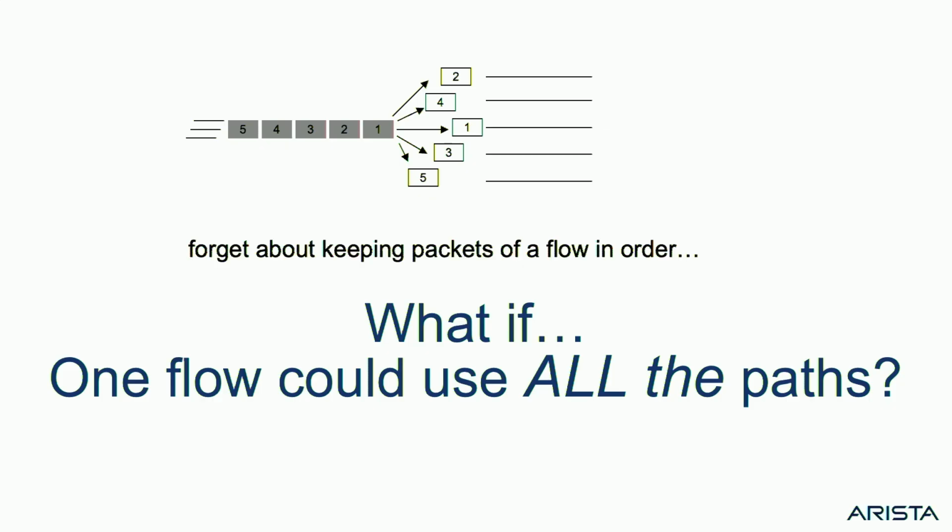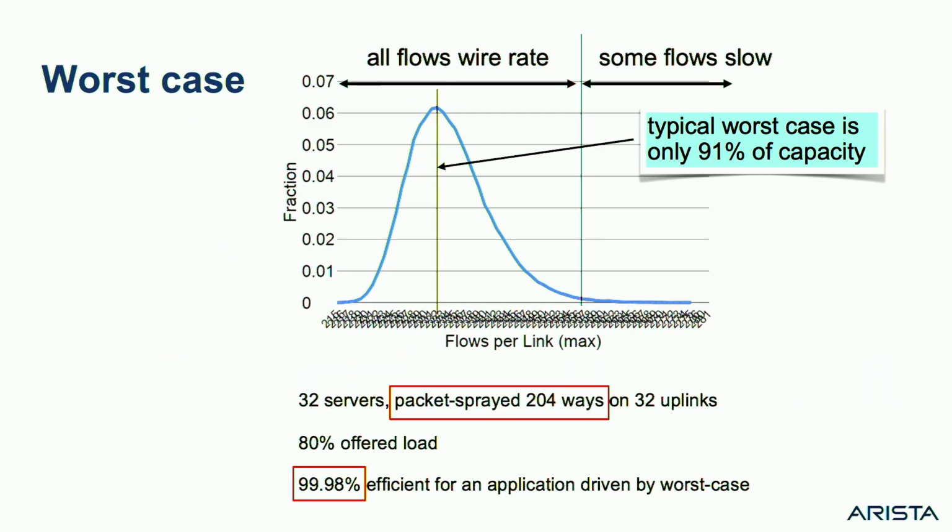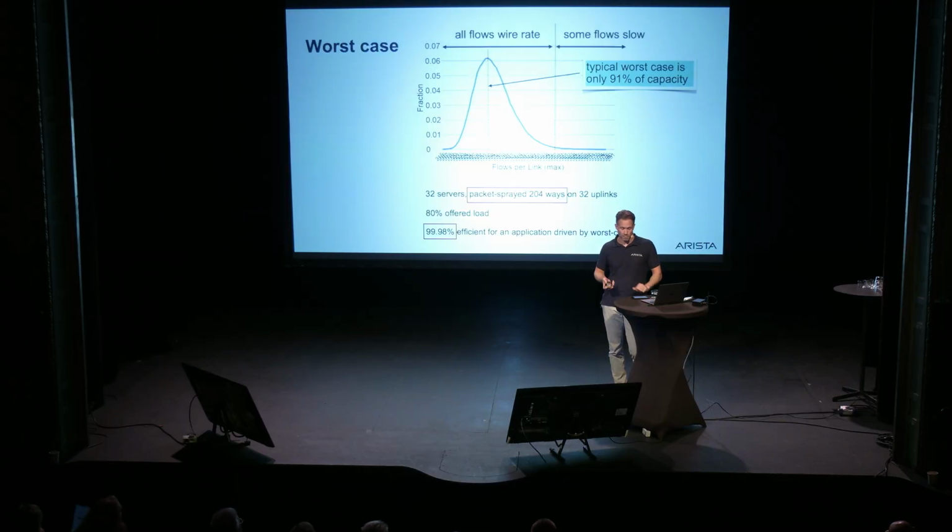So what if we forget about keeping packets in order? What if all packets belonging to a flow could use all paths? Same scenario again, but instead of having these 32 servers sending 8 flows, they packet spray all of that 80 gig of traffic in 204 different ways. So basically packets with 204 different types of entropy that the switch can then use to hash through the network. And suddenly, in your worst case scenario, you get only 91% link utilization on your worst congested links, which is even below the capacity of a link. So your worst case scenario has 99.98% utilization. So packet spraying, or not having packets of the same flow follow the same path in the network, is really the way going forward.